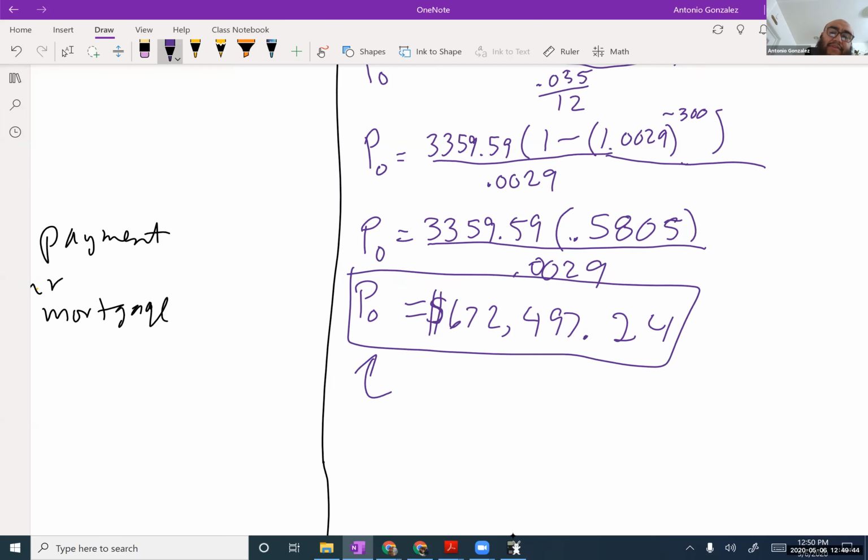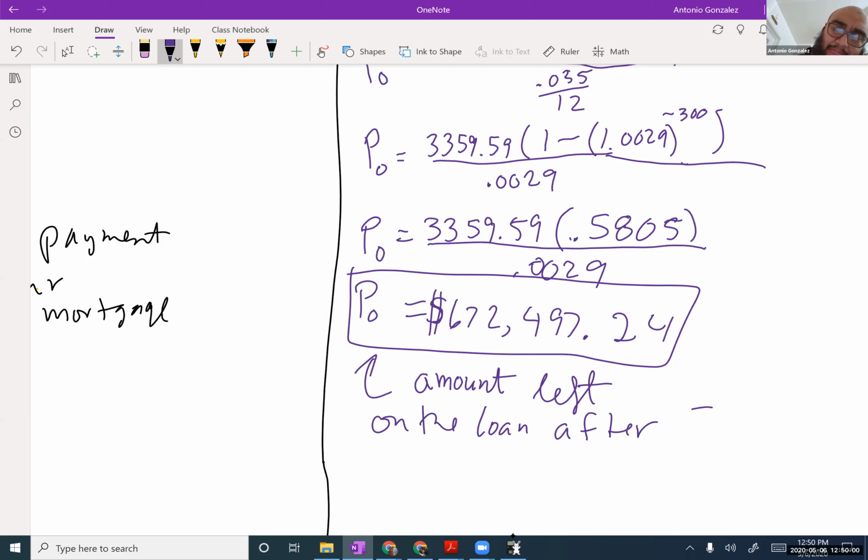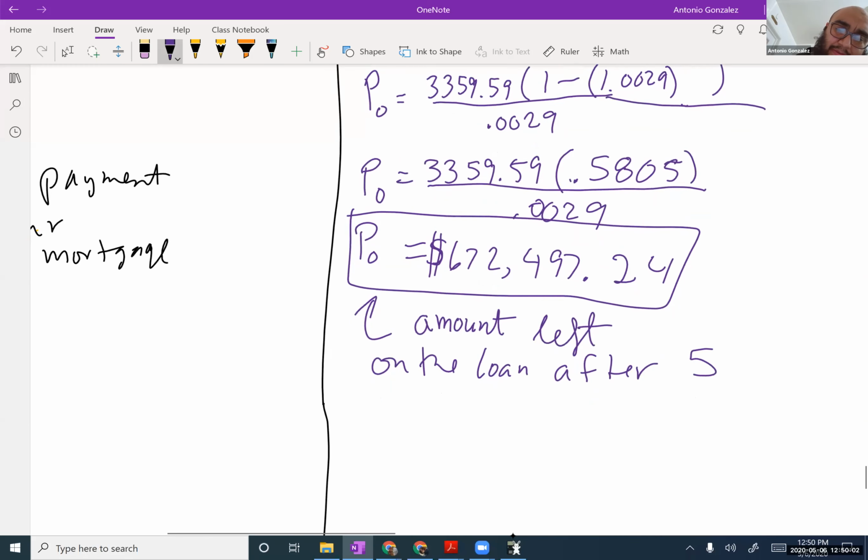And again, as a reminder, what did we just calculate? This is the amount left on the loan after 5 years, or 25 years from the end of the loan.